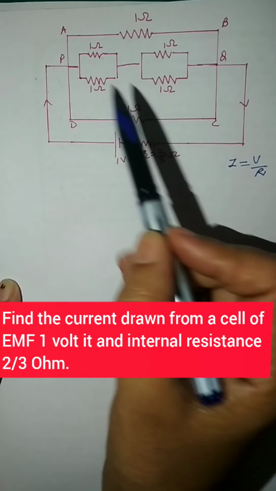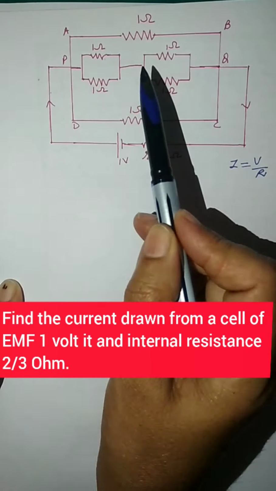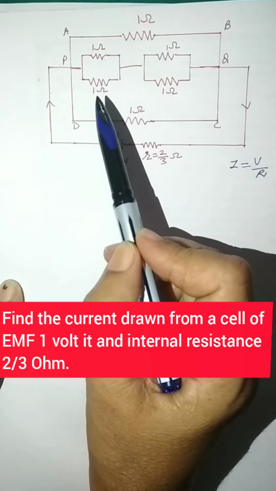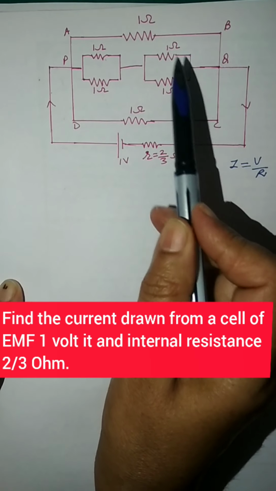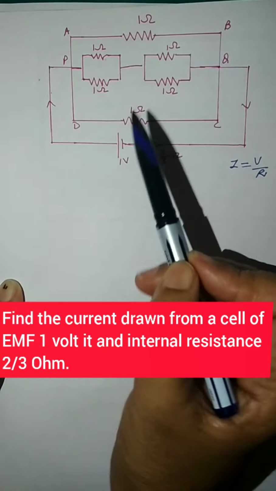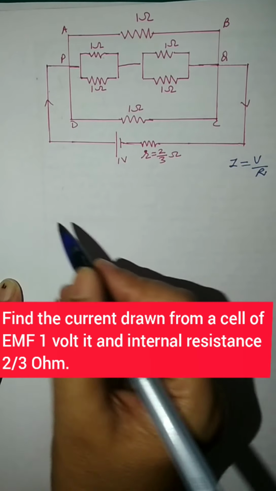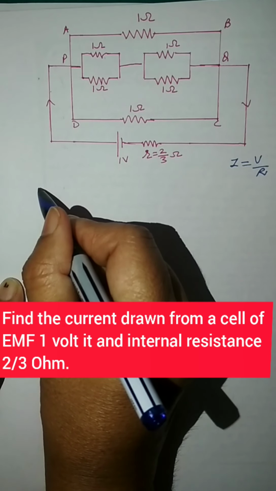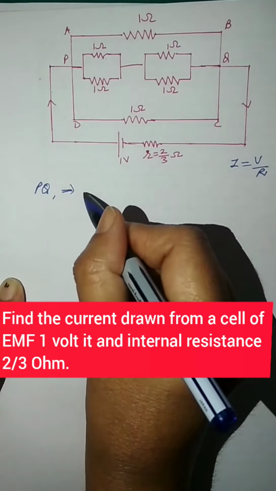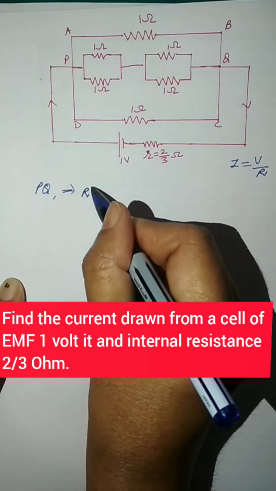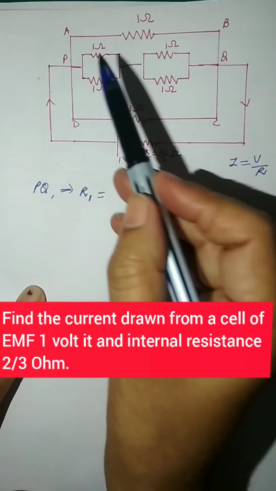In PQ you can say that you've got two small networks. That means this 1 ohm and 1 ohm. As you can see very well, these two are in parallel and these two are in parallel, and then these two parallel resistances are in series. So what will be my resistance across the PQ? Say that my resistance in PQ is R1, and that will be equal to, now these two are in parallel.